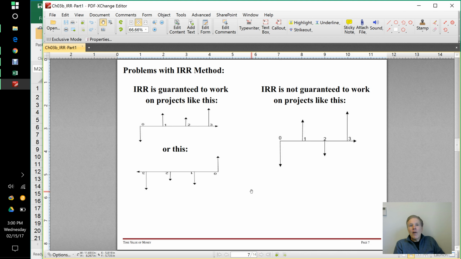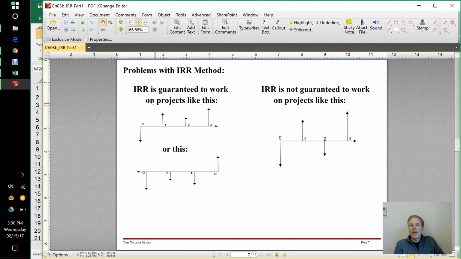There are problems with the internal rate of return method that have to do with the numerical problems of finding roots of a polynomial or a real equation that we've touched on previously. But there is some good news about this.